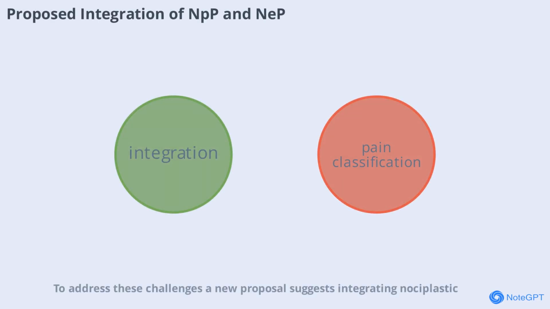To address these challenges, a new proposal suggests integrating nociplastic pain into the neuropathic pain framework. This would mean using the term neuropathic pain to encompass both traditional neuropathic and nociplastic pain. Alternatively, nociplastic pain could be classified as a subcategory of neuropathic pain. The goal is to simplify diagnosis and treatment, reduce academic confusion, and improve patient care.